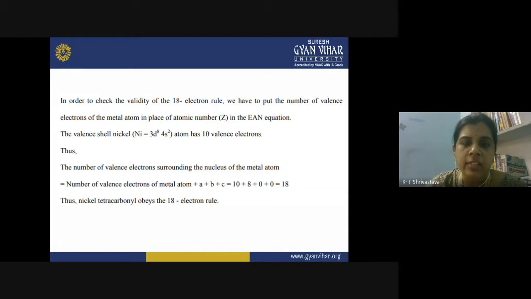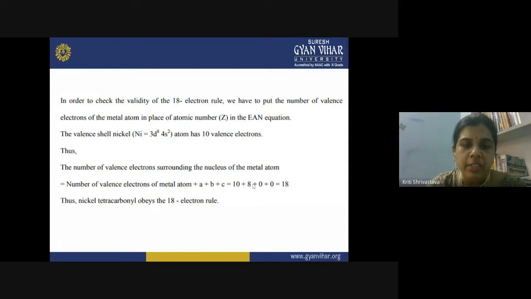Let us see with the same example, nickel tetracarbonyl. The valence shell configuration of nickel is 3d8 4s2. We know that in carbonyl compounds, the metal is in the zero oxidation state, so we have to consider the zero oxidation state of nickel. The nickel atom will have 10 valence electrons in its zero oxidation state. Now let us calculate the total number of valence electrons surrounding the nucleus of the metal atom. Here, in place of Z, we have the number of valence electrons of the metal atom, which we have counted as 10.